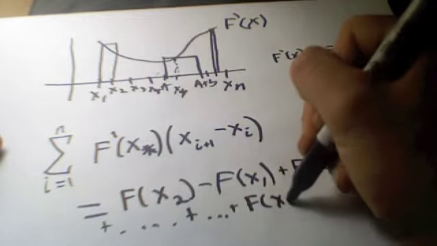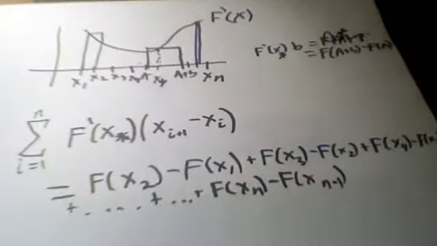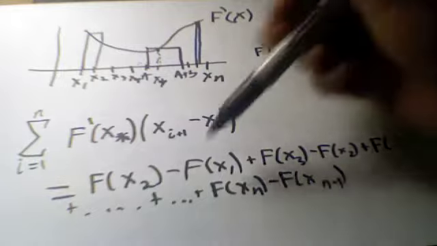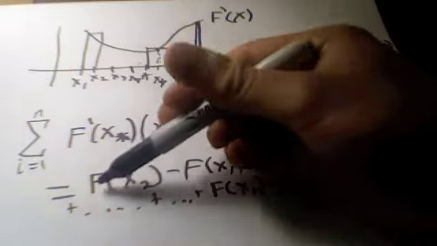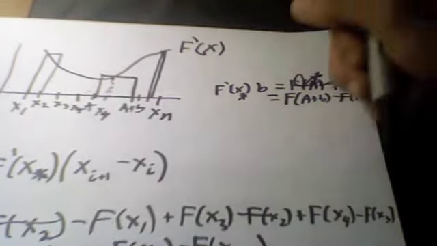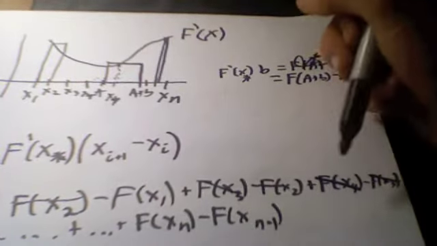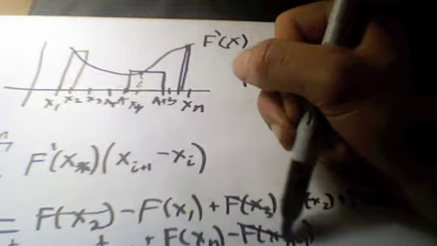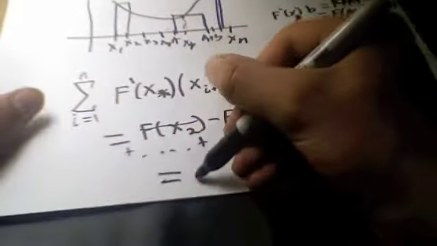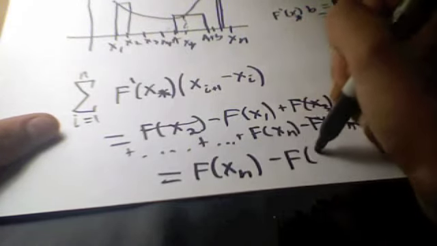plus f of xn minus f of xn minus 1. So, do you see that this f of x2, and this f of x2, they're the same number, but this one's minus and this one's plus, so I can just cancel them out. And the same happens for the 3. F of x3 cancels out. Just think about it, or believe me that f of x4 will cancel out and f of xn minus 1 will cancel out. And at the end of the day, you're left with f of xn minus f of x1.